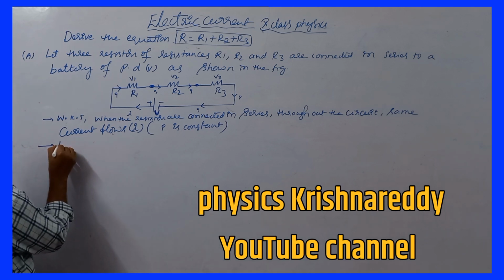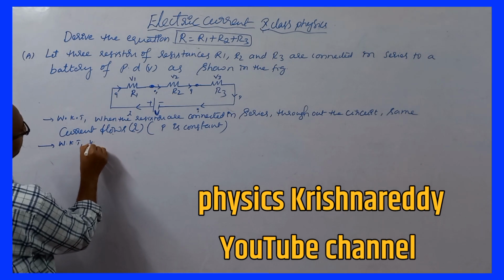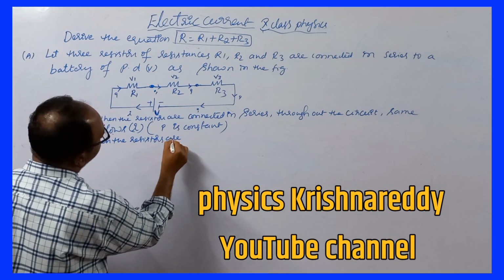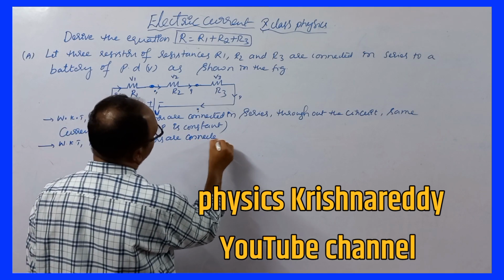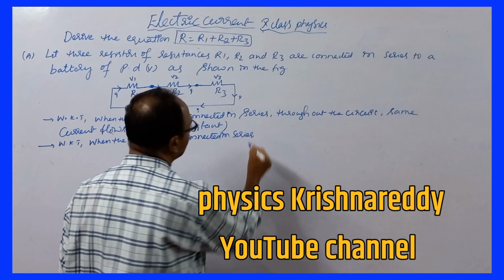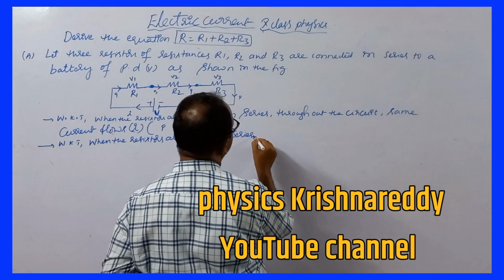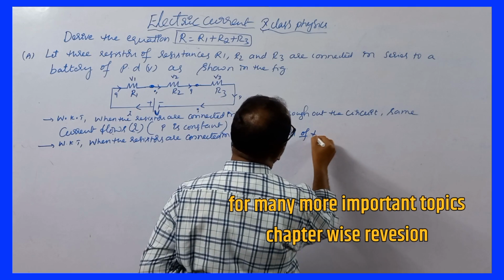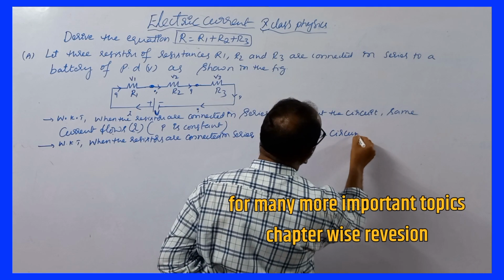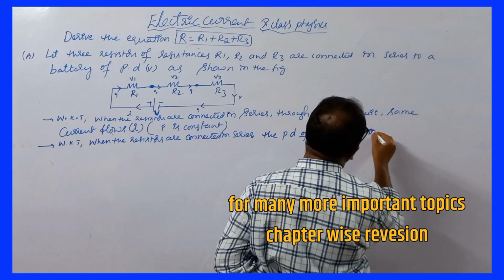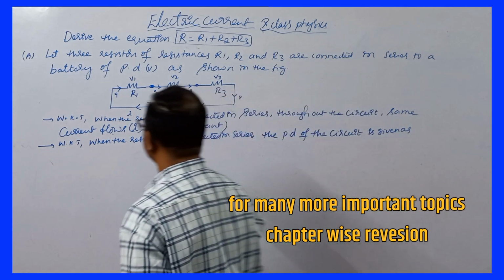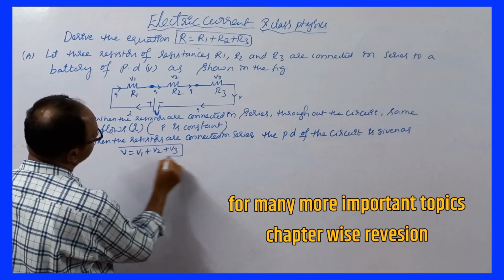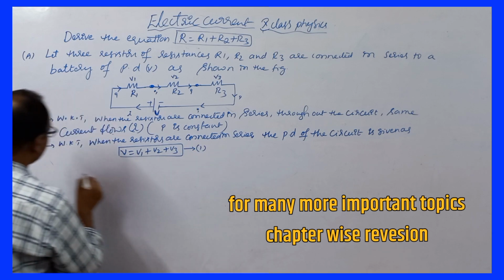We know that when the resistors are connected in series, the potential difference of the circuit is given as V is equal to V1 plus V2 plus V3. It is equation 1.